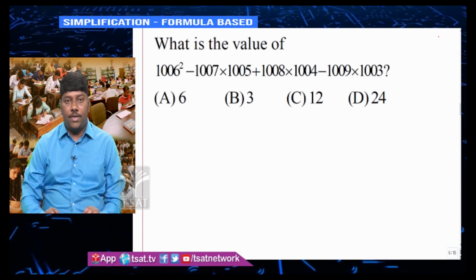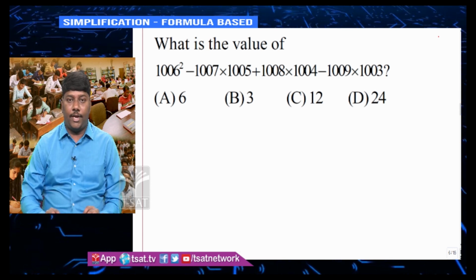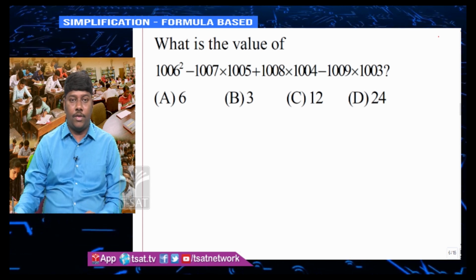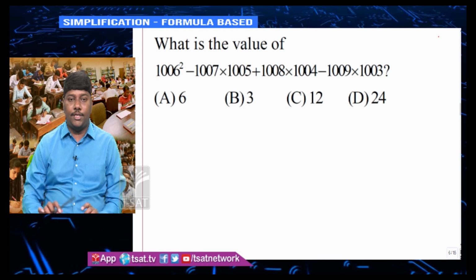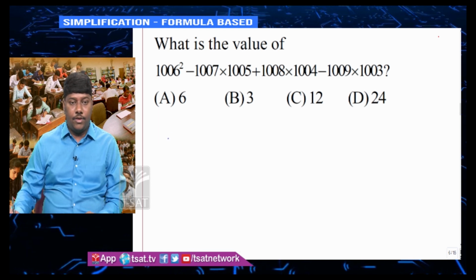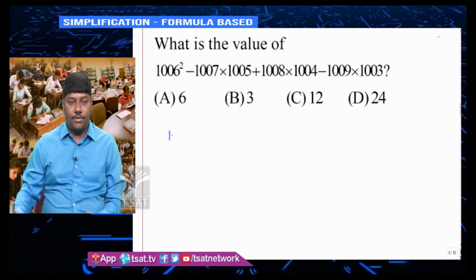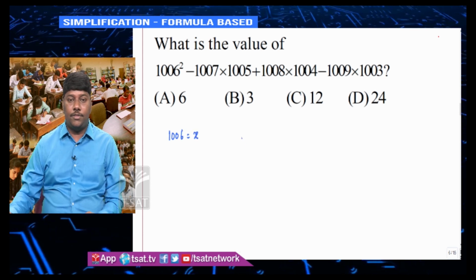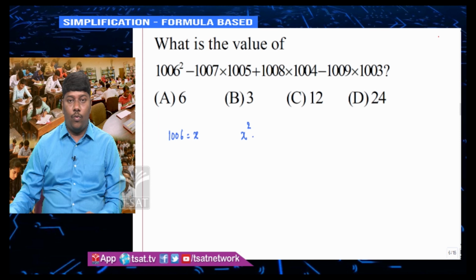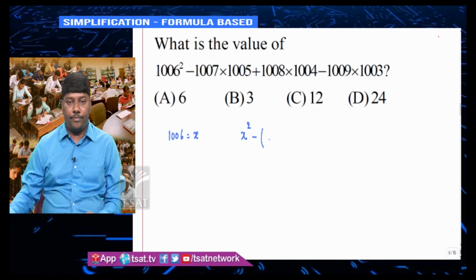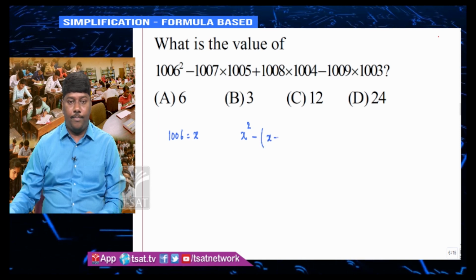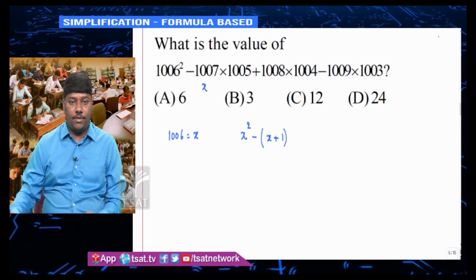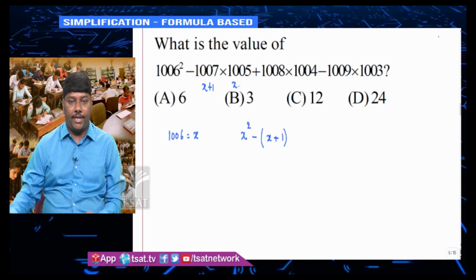So if you literally do it manually, it will take a lot of time by using calculation. But see, how do we actually apply the formula? If you look at 1006, assume it as x. Let 1006 be equal to x. Now the whole thing becomes x square. 1007 is 1 more than x, so this becomes x plus 1, and this becomes x minus 1.